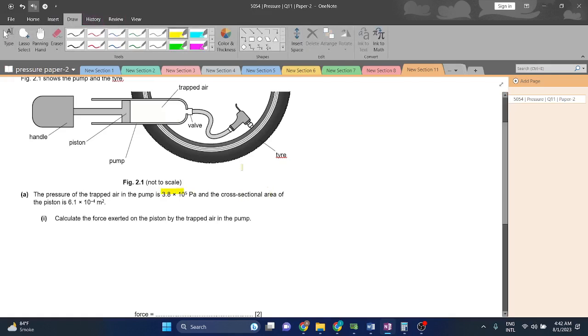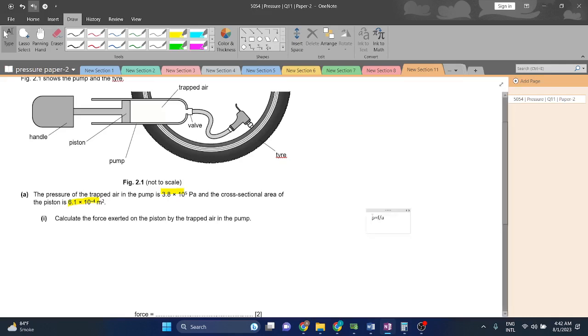The pressure of the trapped air in the pump is 3.8 × 10^5 pascals, and the cross-sectional area of the piston is 6.1 × 10^-4 m². Calculate the force exerted on the piston by the trapped air inside the pump. Try to recall which equation links force, area and pressure. That equation is P = F / A.